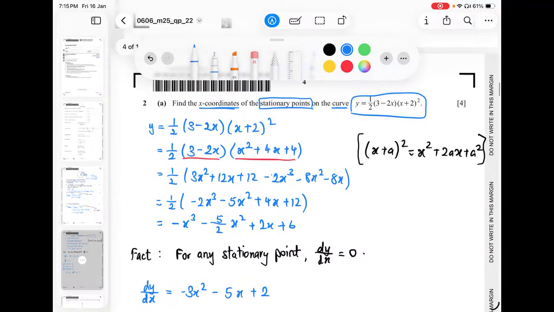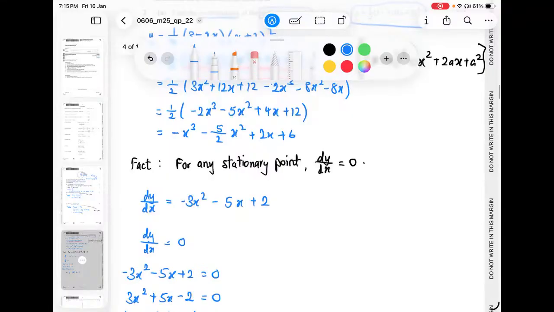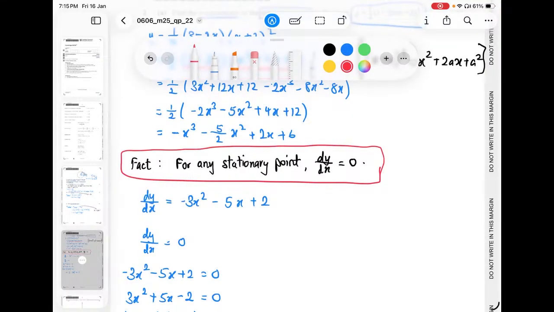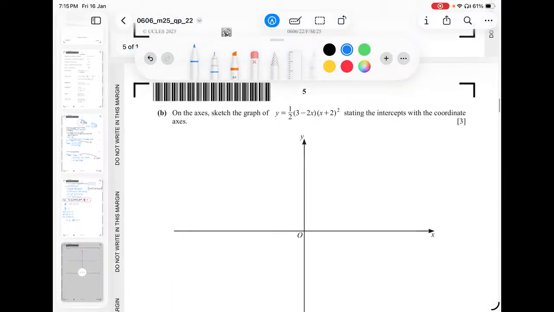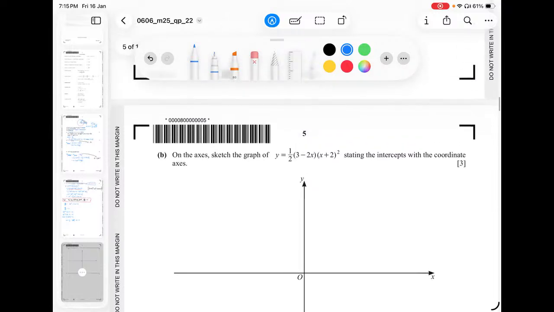So hope you understood the method we used. You just need to know this fact to solve this question very easily. So let's move on to part B. Sketch the graph stating the intercepts with the coordinate axis.